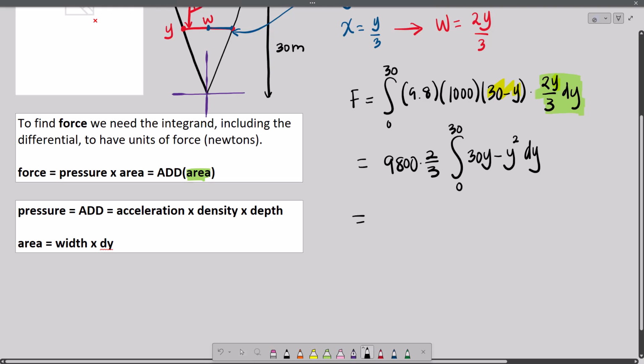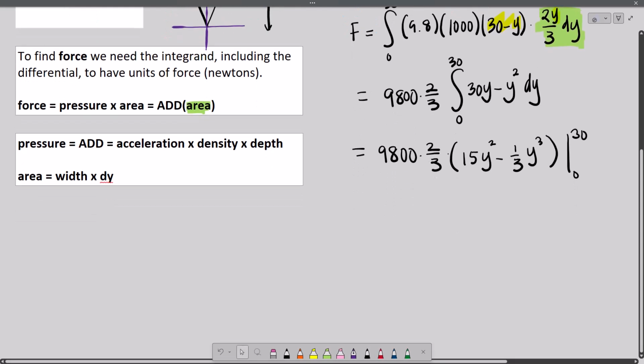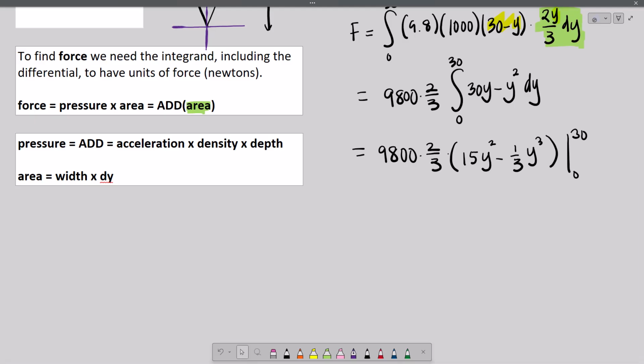We'll integrate. 9800 times 2/3 times 15y squared. Add 1, divide by 2. And then minus 1/3 y cubed. Add 1, divide by 3. From 0 to 30. Once again, that lower limit's not going to add any force to this. That's going to be a 0. So we only have the 30 to contend with.